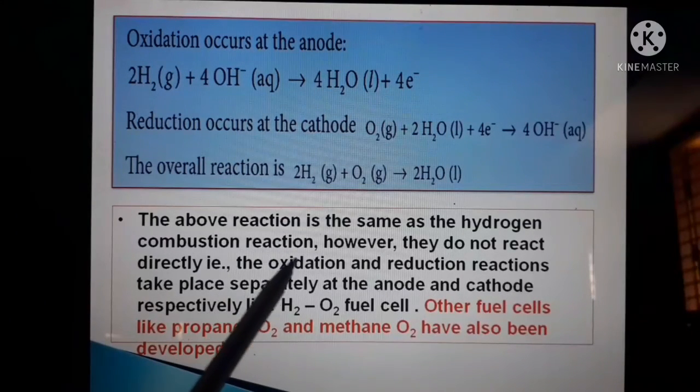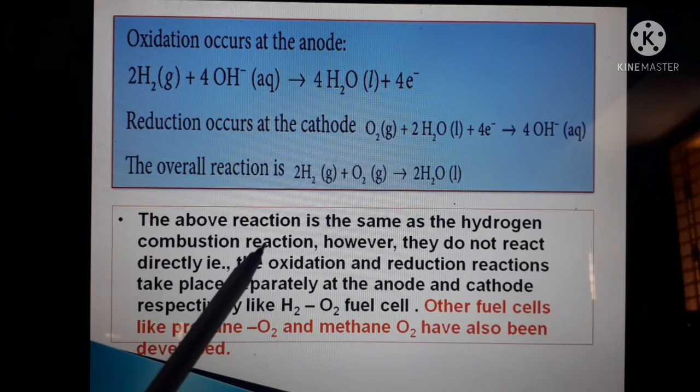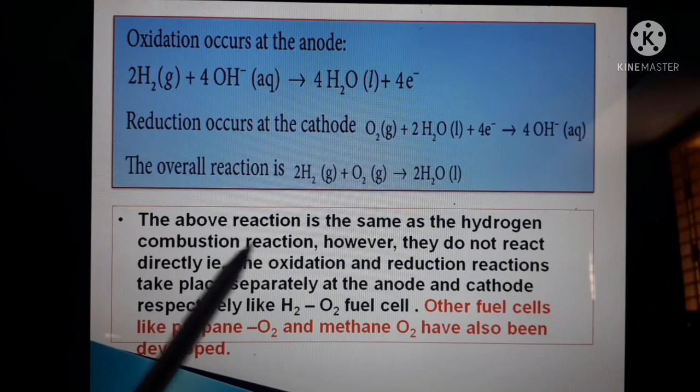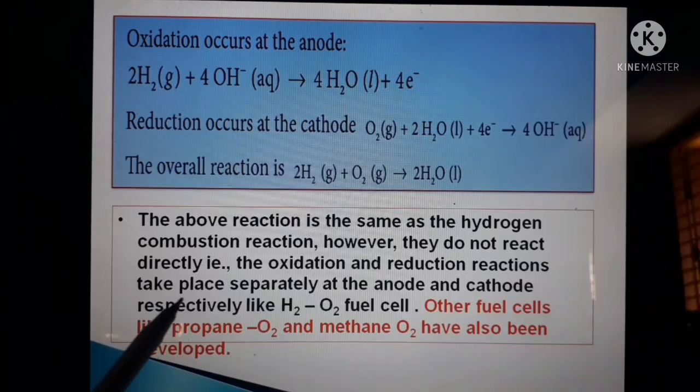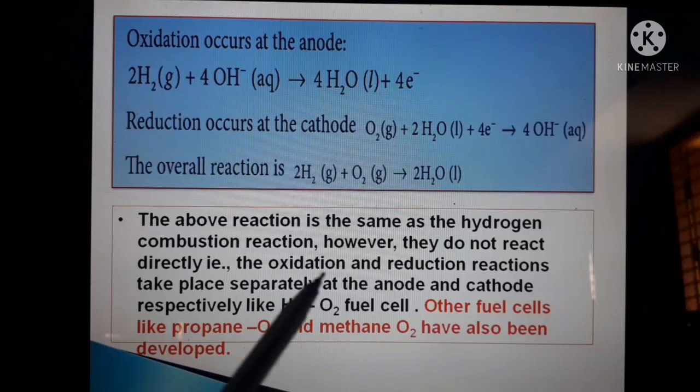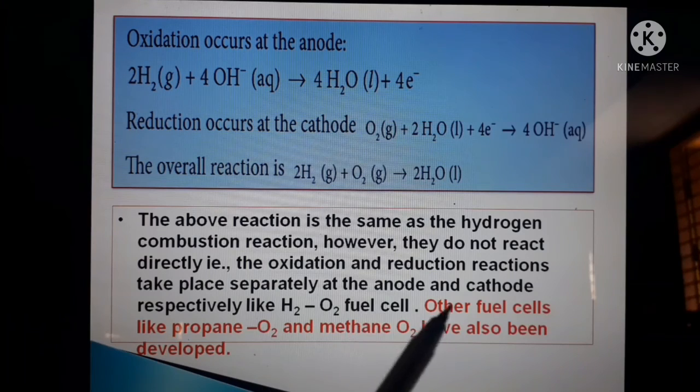Now the above reaction is the same as the hydrogen combustion reaction. Hydrogen combustion means burning hydrogen. Burning hydrogen is the reaction. Okay, they do not react directly; the hydrogen is not directly burning. But oxidation and reduction take place separately at the anode and at the cathode. Oxidation and reduction happen at the same time. Redox reaction is taking place in the hydrogen oxygen fuel cell. In modern technology, propane oxygen and methane oxygen fuel cells are also developed.